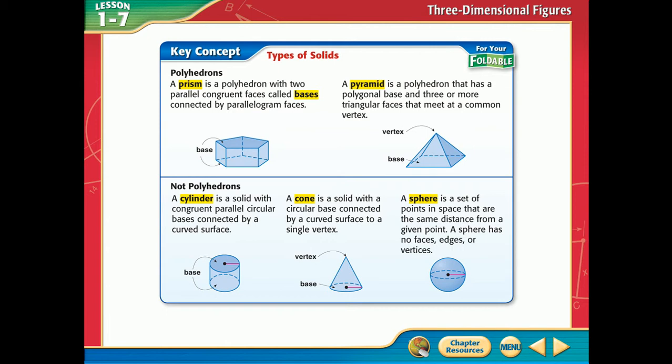All right, let's talk about the names of them. What is the shape of the base of this one right here? Square. So we call this a square what? Polyhedron. More specific. A prism. Right, a square prism, because it's square on the bottom and the sides go straight up. It's square on the top. Got it?